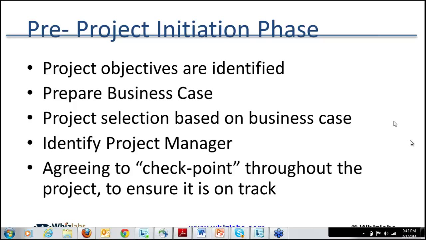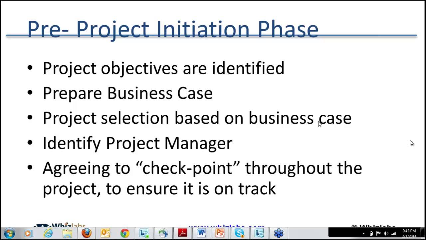from which one will be selected, because it will not be possible to select each and every project from the different functions that recommend different projects. So only the project with the highest return on investment and the highest cost benefit analysis will be selected. So this business case will primarily have the cost benefit analysis of the project. Okay, so that's good. Let's continue.